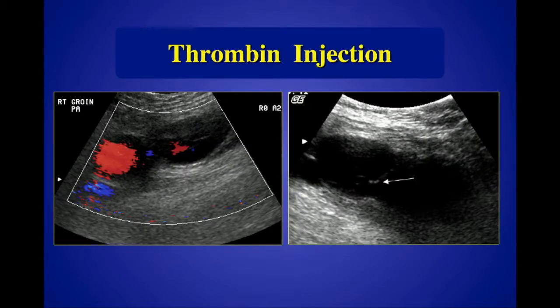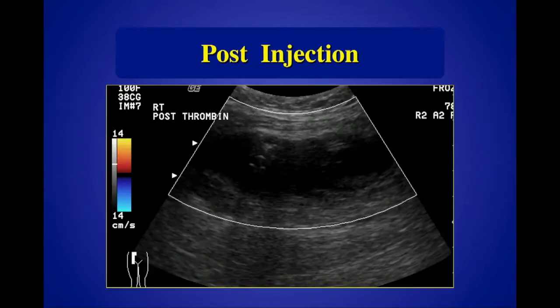Now, here's a very large pseudoaneurysm. It's about a 9-centimeter bilobed pseudoaneurysm, and you can see flow in both cavities. Again, what I'm going to do here is turn the color off and place the needle tip. You can see the arrow in the more proximal lobe, and after injection, I've completely thrombosed this very large pseudoaneurysm.